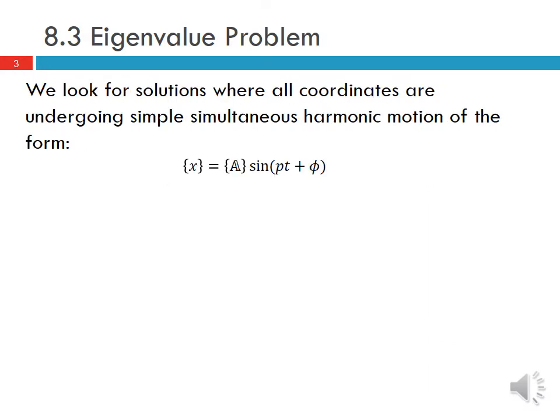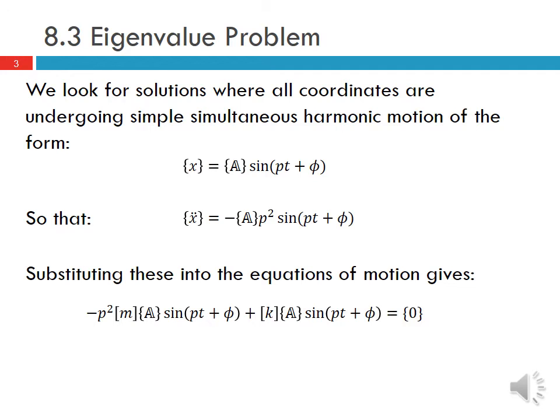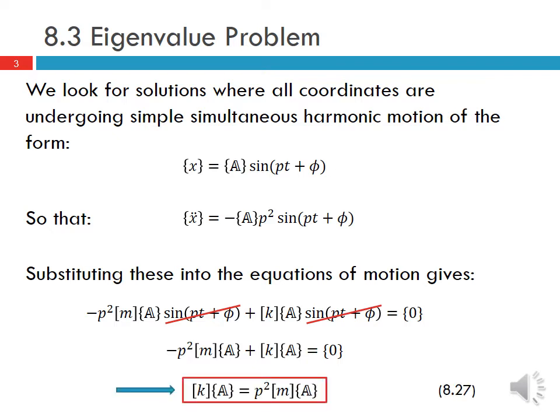So we look for solutions where all coordinates are undergoing simple simultaneous harmonic motion of the form x is equal to A sine(pt plus phi), so that the acceleration is given as x double dot is minus A p squared sine(pt plus phi). And when we substitute these into the equations of motion, we get the expression shown here. This has to hold for all time, so we can cancel out the sine(pt plus phi), and we're left with this expression, or KA is equal to p squared MA.